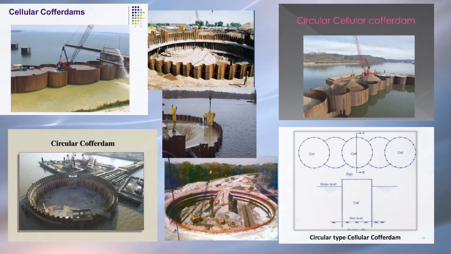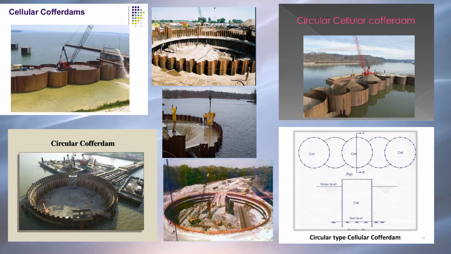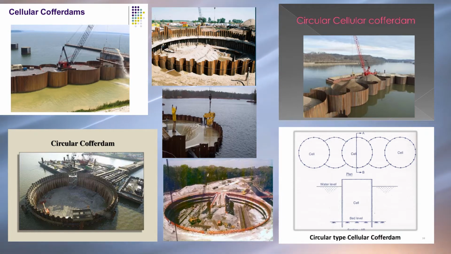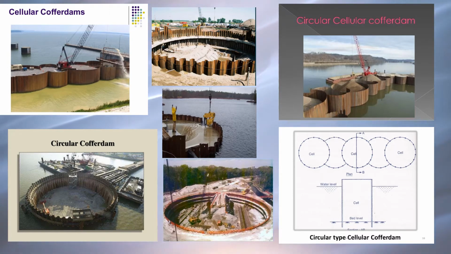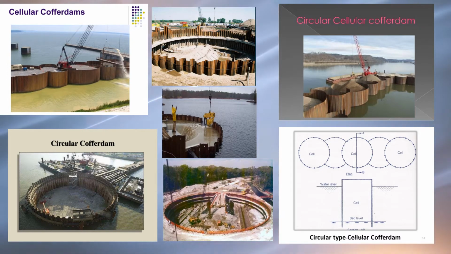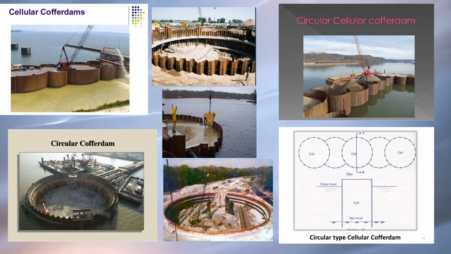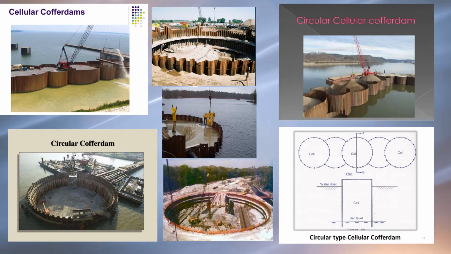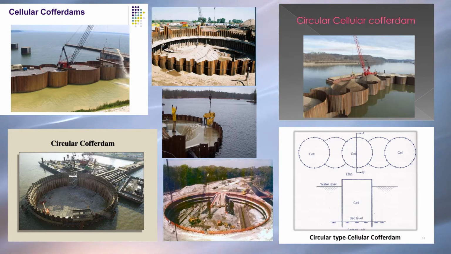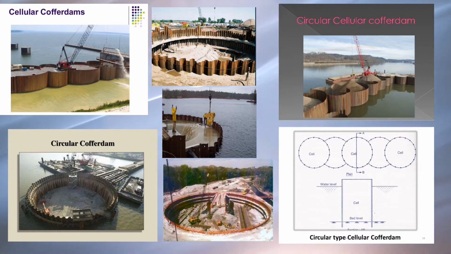Cellular cofferdam. These cofferdams are suitable for enclosing large areas. They are used for the construction of long-span bridge piers across wide rivers or in backwater areas. However, these cofferdams are quite expensive. When the height of the water level is more than 20 meters, normal cofferdams become uneconomical. For such cases, cellular cofferdams are used.